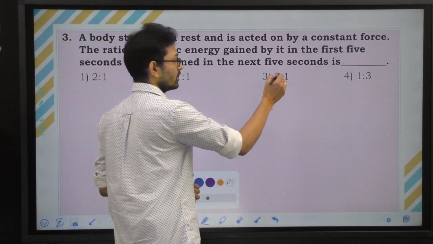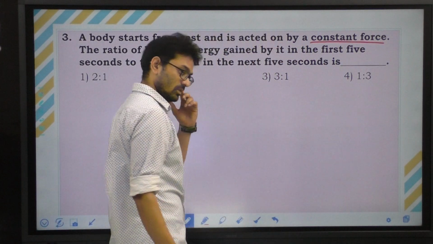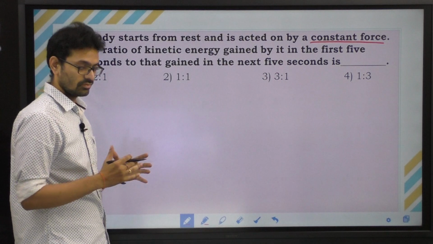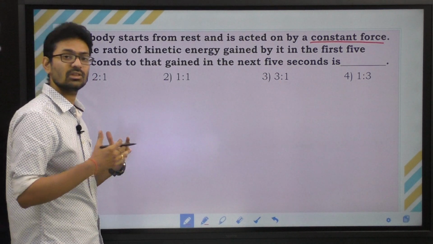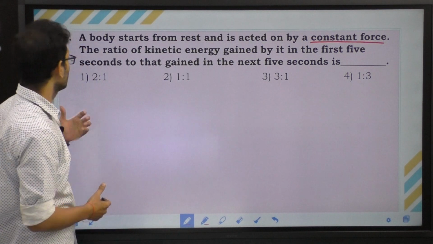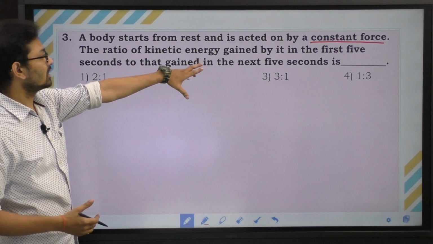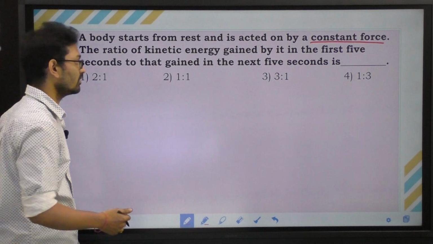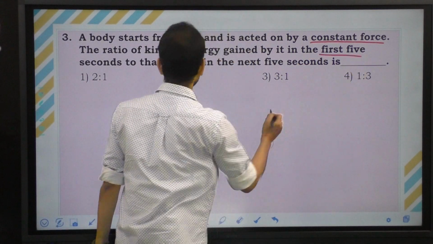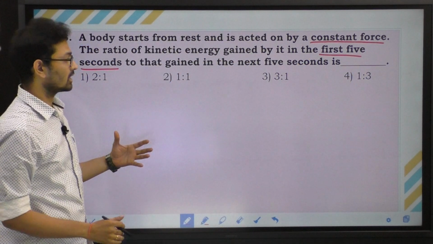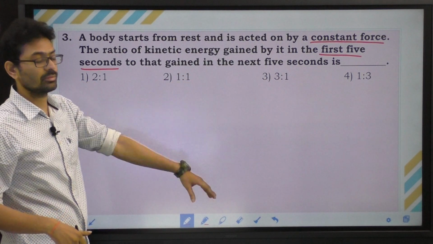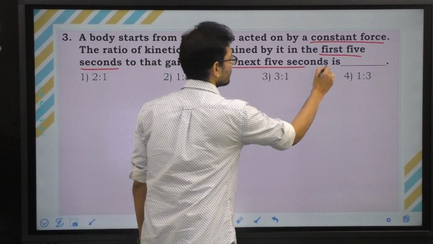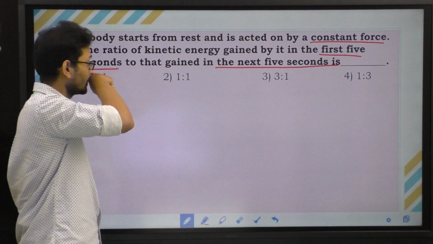So here this is very important. It is acted on by a constant force. Constant force means it is not a variable force, and there is no change in the force. That is a fixed force. Now the ratio of kinetic energy gained by it in the first 5 seconds, and that gained in the next 5 seconds. That means the total time in the next 5 seconds is going to be 10. So they are asking how much is gained in the next 5 seconds.